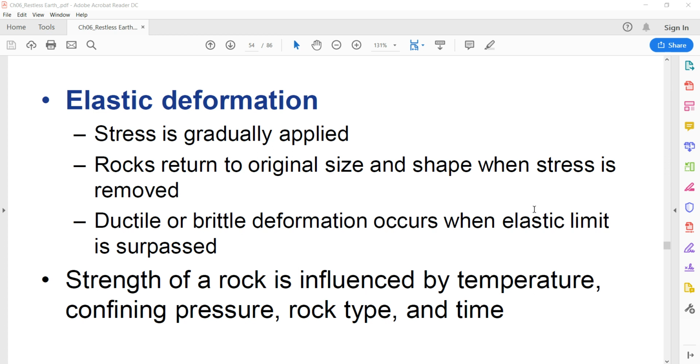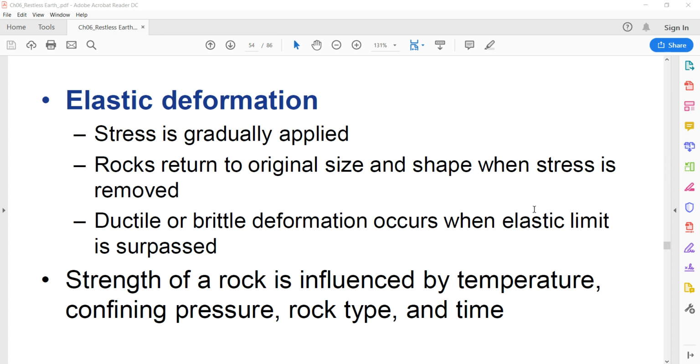So that is called ductile deformation or brittle deformation, where the deformation becomes permanent, whereas elastic deformation is a deformation which is not permanent, it is only temporary, and that deformation will go away as soon as the stress is removed.